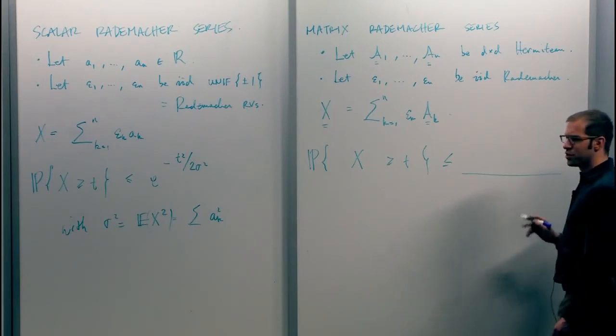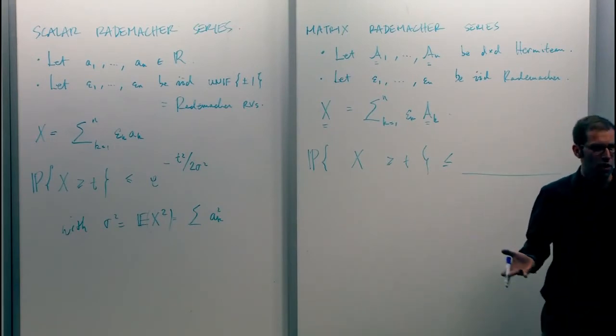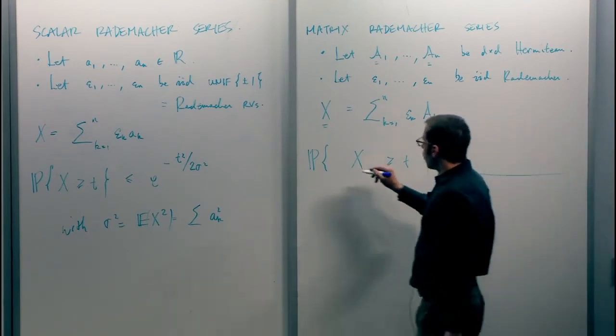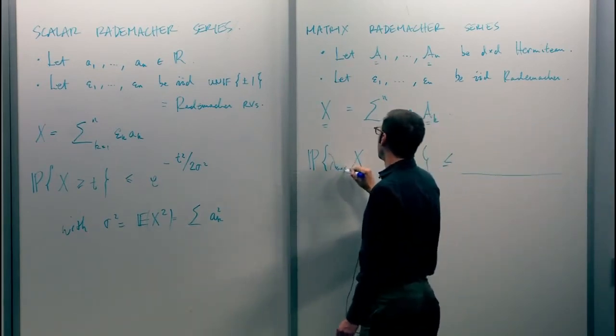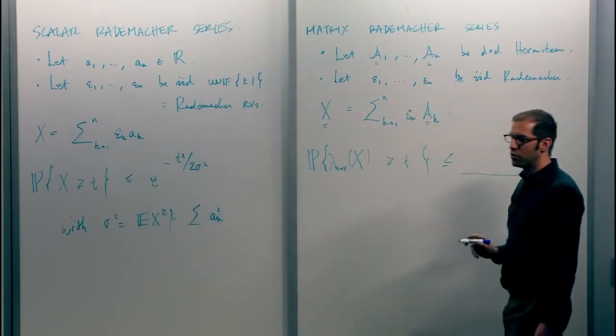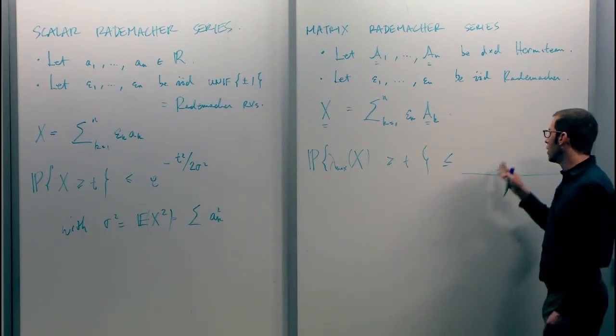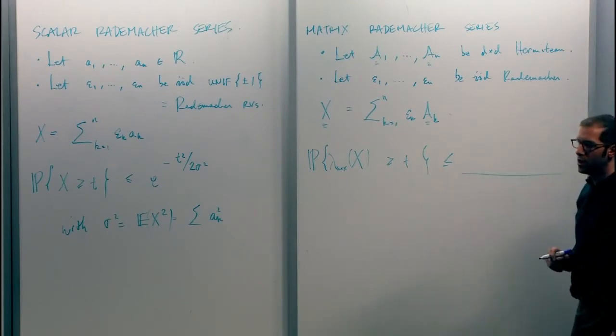Now, there's a problem. What does big mean when we're talking about a matrix? We're going to measure the size in terms of the maximum eigenvalue, so the algebraically largest eigenvalue. We'd like to know the probability that it exceeds some level t. We'd like to fill this in.